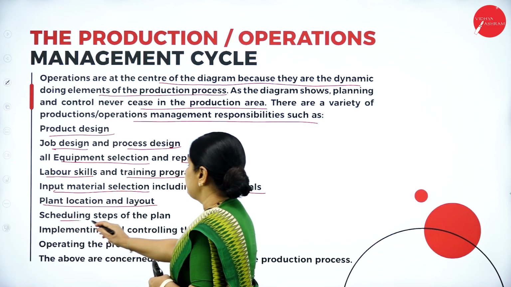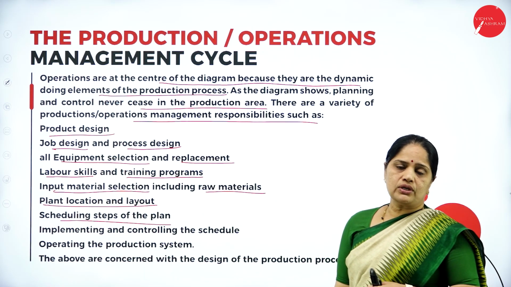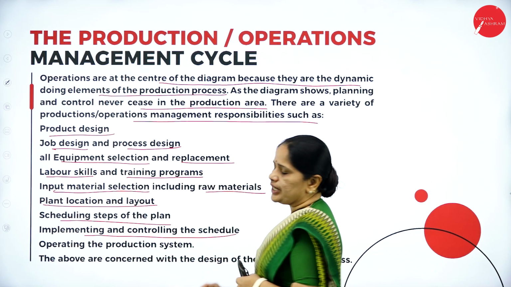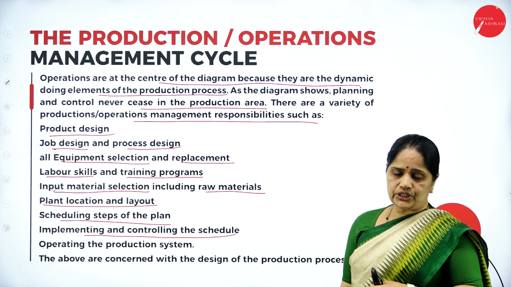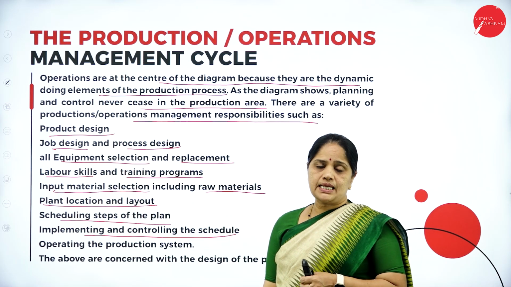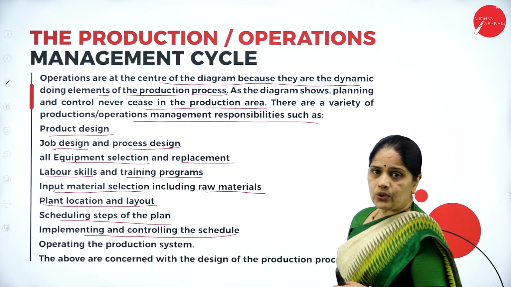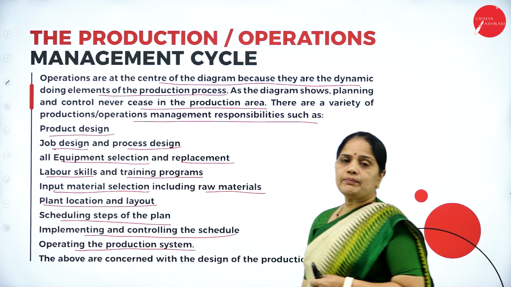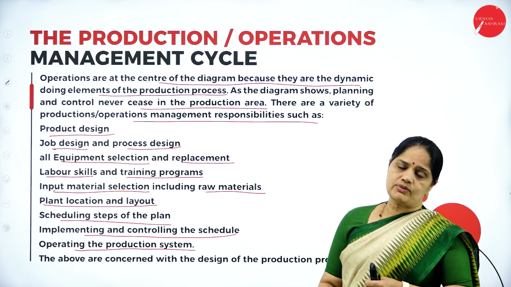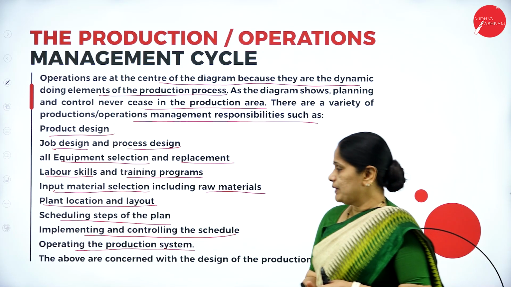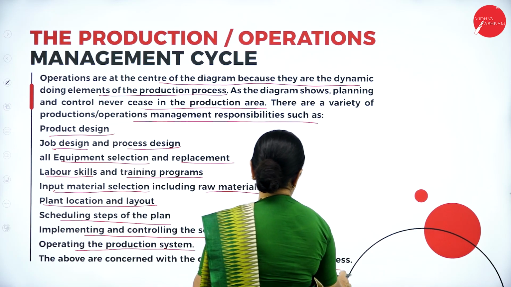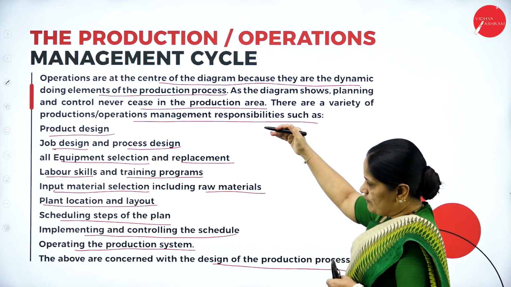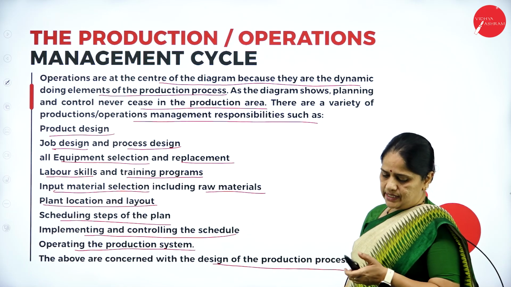Then scheduling the steps of the plan. What is the schedule of the production process? Then implementing and controlling the schedule. Once you have drawn up the schedule plan, the next step will be to control it, to see that it goes as per the schedule. The next will be operating the production system. So you try to operate the production system. They are all concerned with the design of the production process. In the production process, we have all these activities involved.